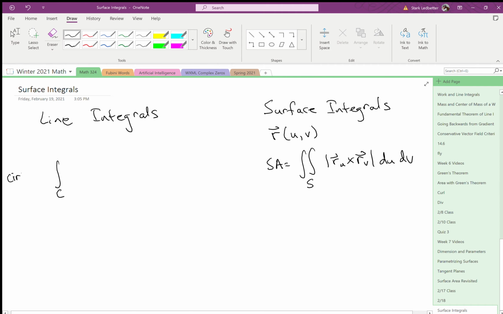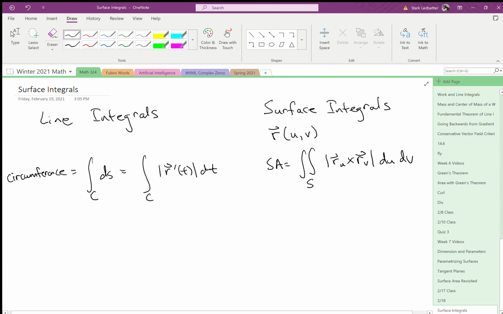actually for calculating basically circumference. Those of you who tried or saw someone else present on the circumference of an ellipse, although much easier would be to calculate it for a circle, right? That was the integral over c of 1 ds, where you could replace ds with the magnitude of r prime of t dt.